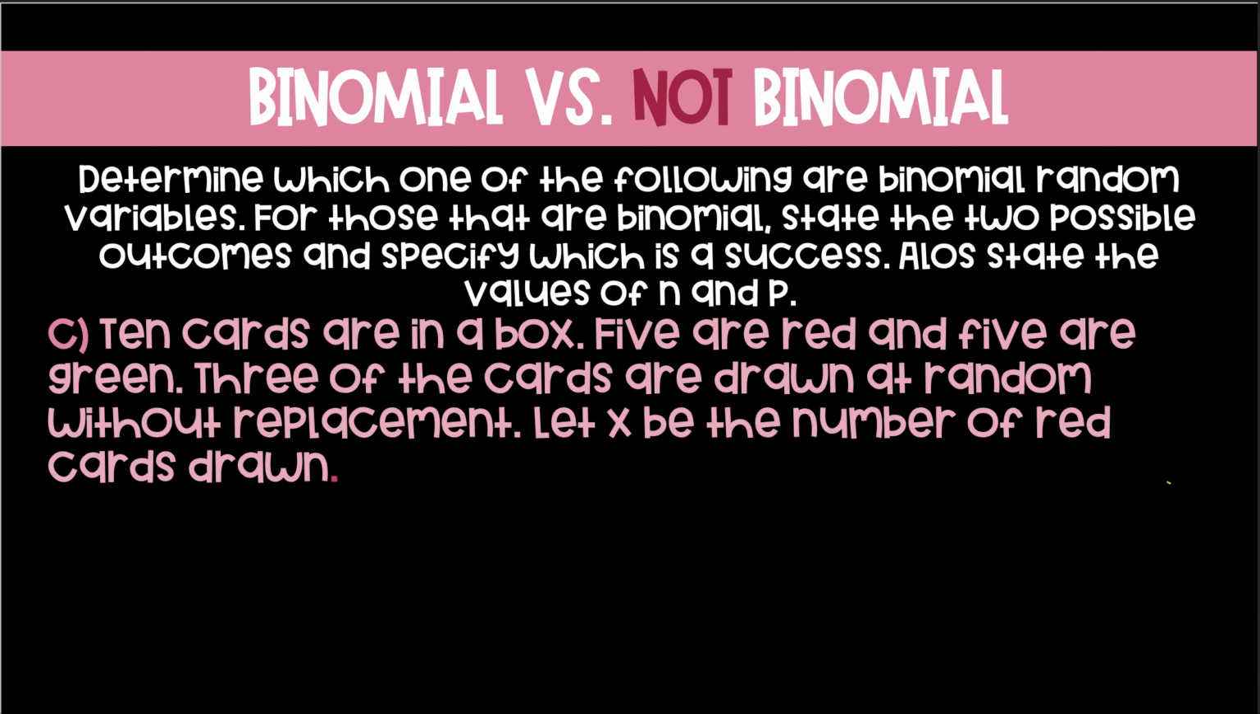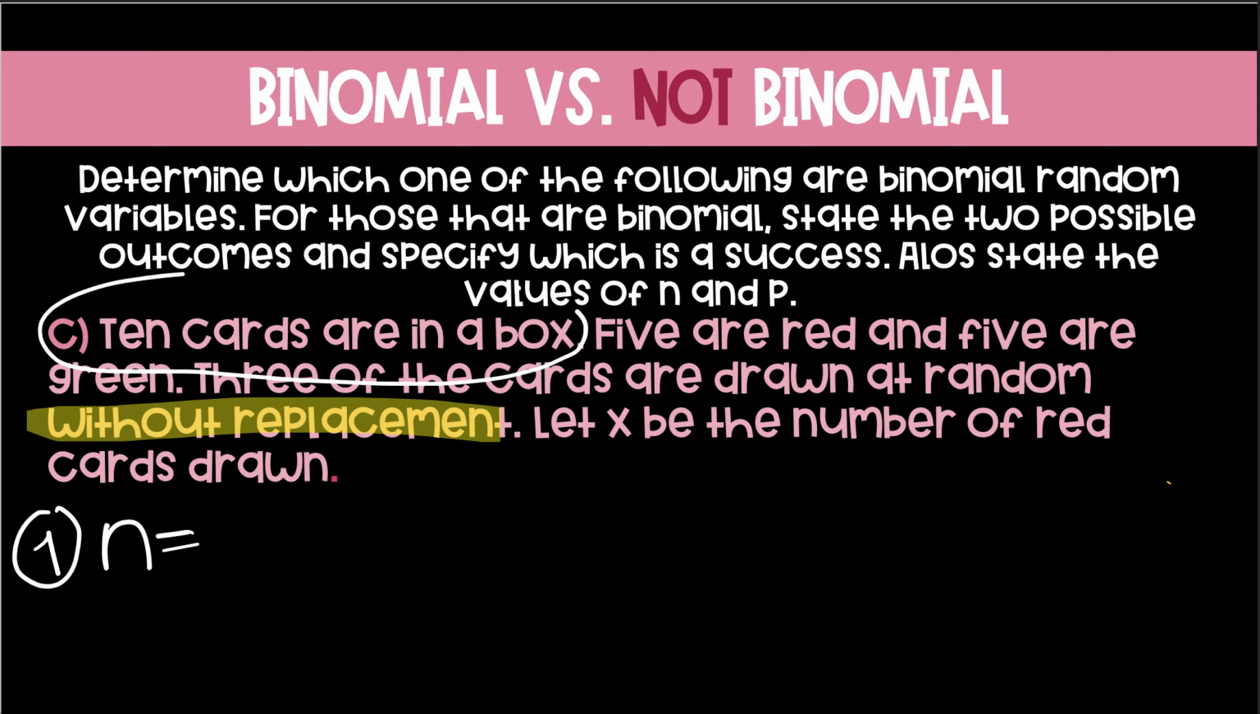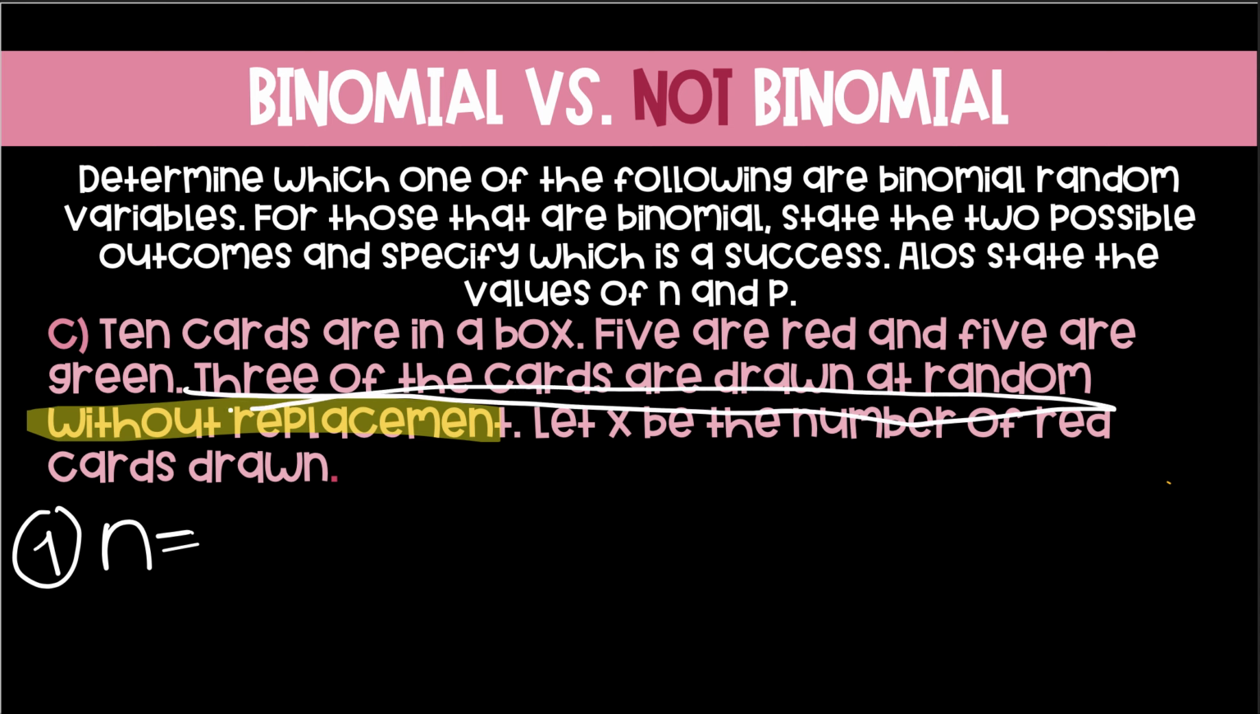Our last example: 10 cards are in a box, 5 are red and 5 are green. 3 of the cards are drawn at random without replacement. Notice our keyword, without replacement. Let X be the number of red cards drawn. Let's check our information. Is there a fixed number of trials? There are 10 cards in the box, true, but that's our sample space. 3 of the cards are drawn at random. That is the number of times the experiment is conducted.